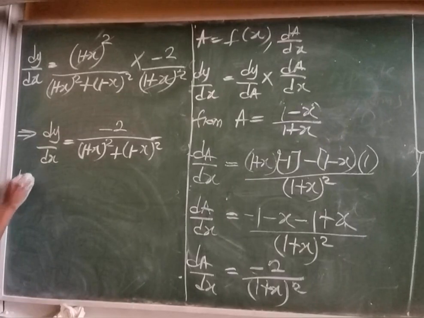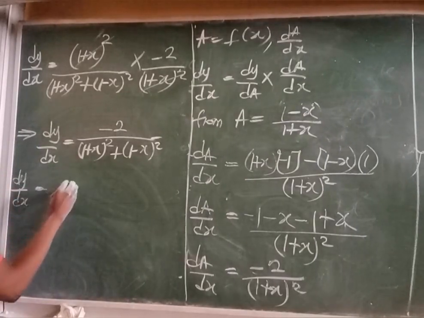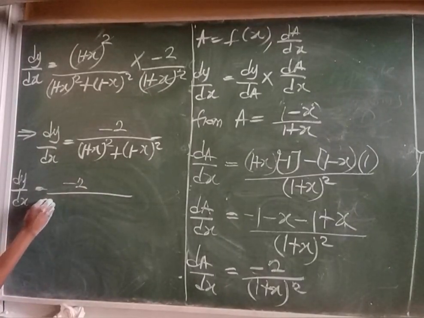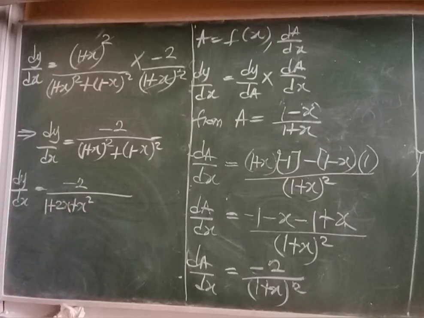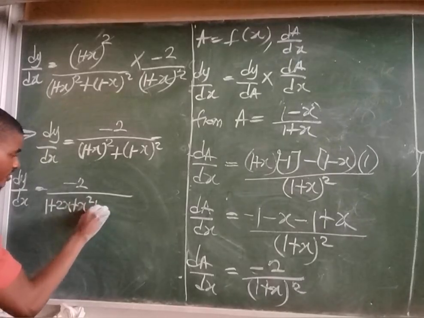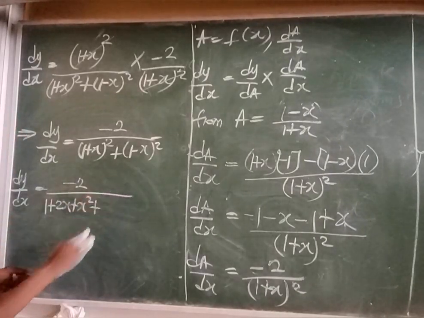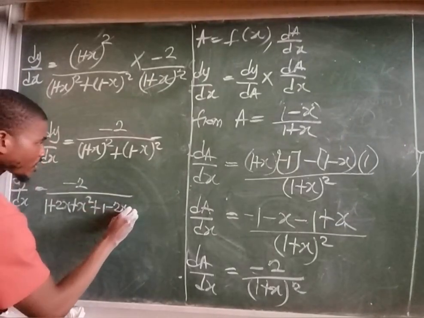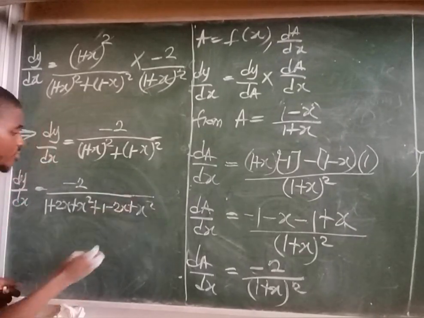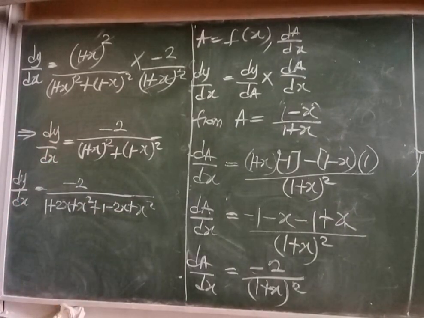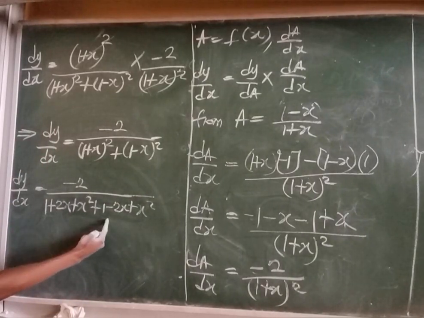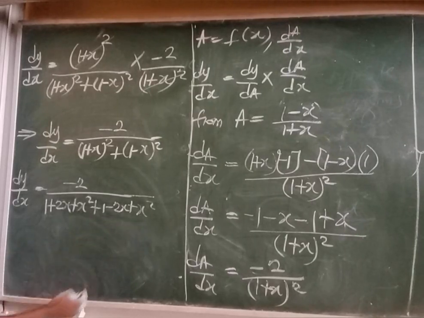Okay, so dy/dx is now minus 2 all over, if we expand (1 plus x) squared, of course we'll have 1 plus 2x plus x squared. All right, so plus, if we expand (1 minus x) squared, we have 1 minus 2x plus x squared. Okay, so we'll simply have this. Okay, so 2x minus 2x is off. So I have here 1 plus 1 gives me 2. x squared plus x squared gives me 2x squared.